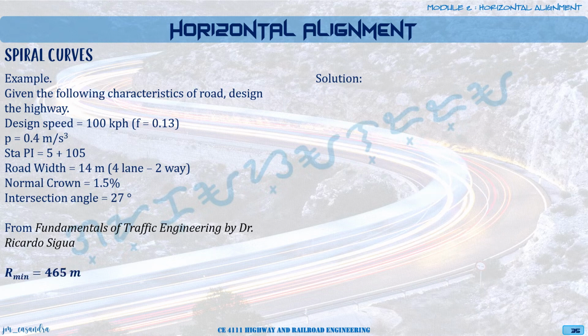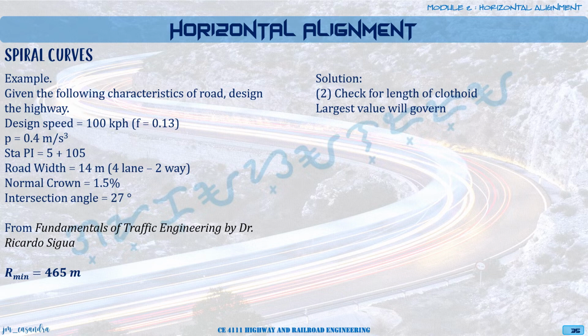Once we have determined our design radius, we can now move on to step 2, which is to check for the length of the spiral or of the clothoid. Remember, we have 3 bases for our standard length of spiral or clothoid, which is Ls. And from the 3 bases of Ls, the largest value will be our governing value.